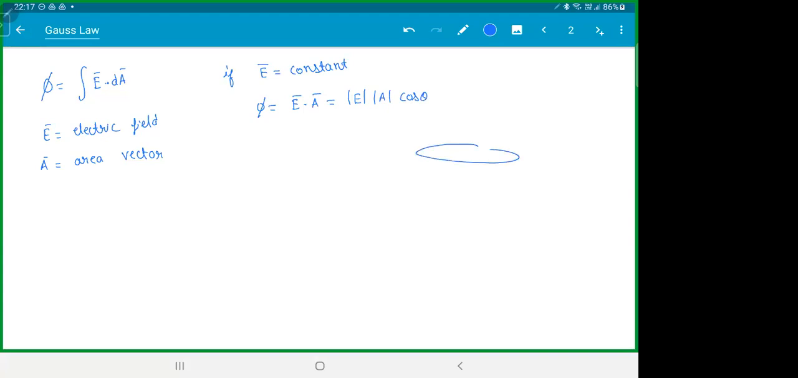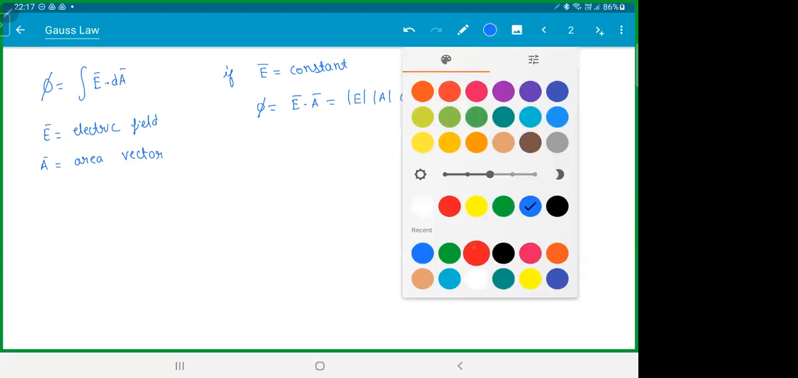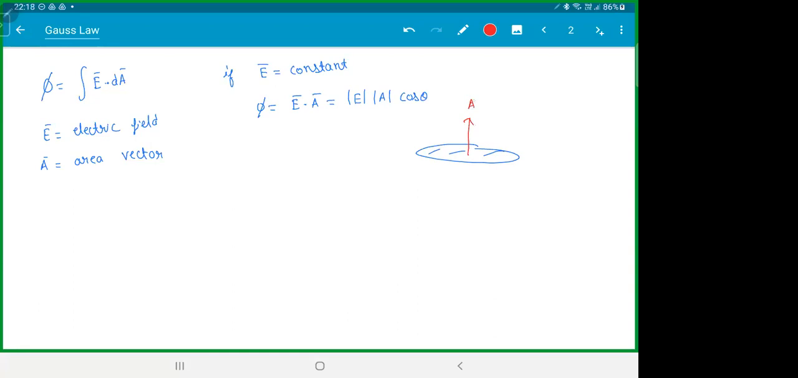That means if you have an area here, so this would be your area vector. And if this was your electric field, the flux is EA cos theta.